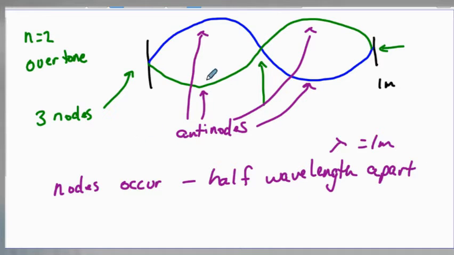Okay, so in this example, we have 3 nodes, and each node is half a wavelength from the other one. These are all referred to as natural frequencies.